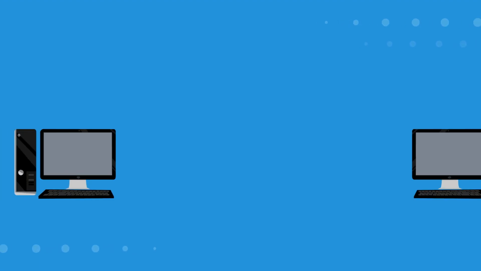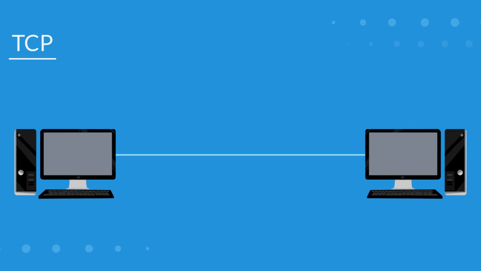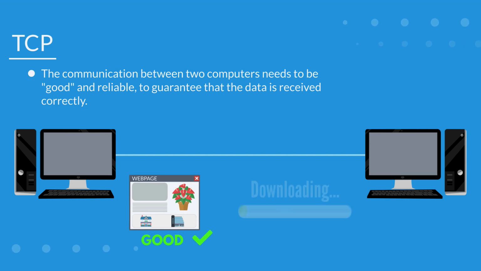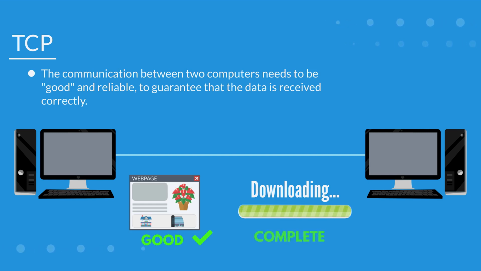Whenever a computer wants to communicate with another computer, the communication between those two computers needs to be good and reliable so it can guarantee that the data is received correctly. For example, when you want to view a web page or download a file or look at an email, you'd expect to view the web page intact and in order with nothing missing. Or if you're downloading a file, you would want the entire file and not just a part of the file. Because if data is missing or out of order, then it wouldn't be of any benefit to you.